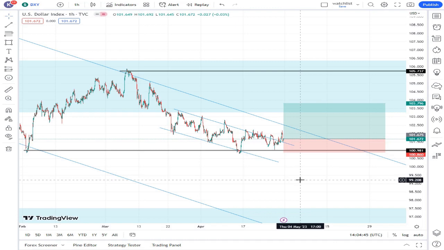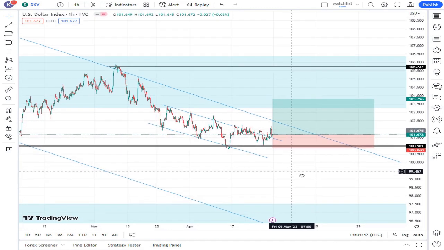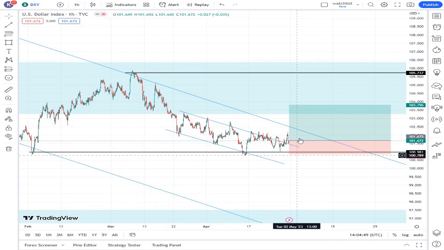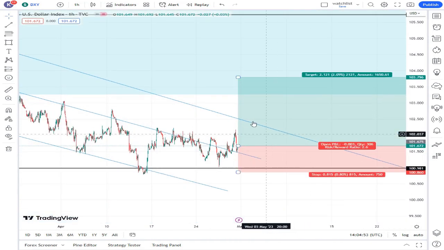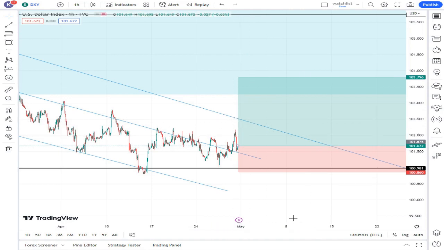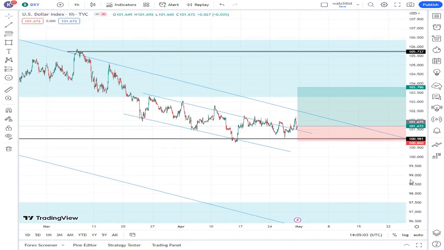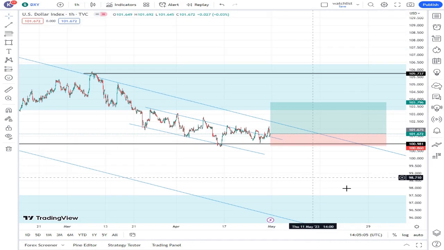But for now, we could have a buy, at least until this point here, until that trend line there. When price reaches this trend line, we need to wait and see what price does. It's either price is going to break that level or reverse from it. So that's my thoughts on the dollar index for the coming week.